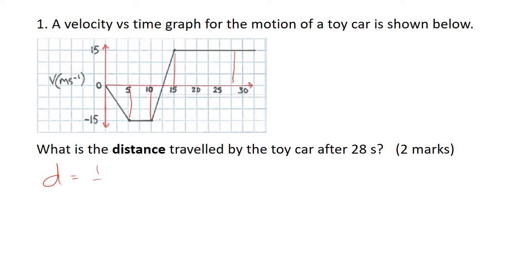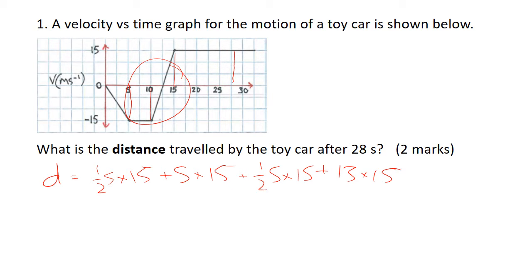So we've got a half of 5 times 15 for our first triangle, plus 5 by 15. Again, half of 5 times 15 for the two triangles here in the center. Then we've got 13 times 15 as our final area. That adds up to 345 meters of our distance.